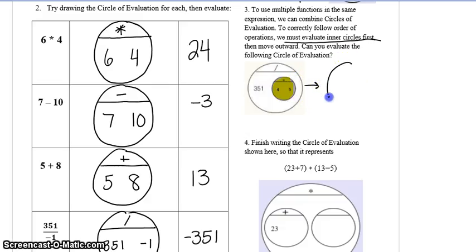So I'm actually going to redraw this circle of evaluation. There's still division at the top, and 351 is still the first input. But we can actually evaluate that inner circle. What is 4 minus 5? We've already evaluated that and know that it's -1. So now my circle of evaluation looks like it has in the past, where I'm just doing 351 divided by -1. To evaluate that, we divide those 2 numbers and we get -351.